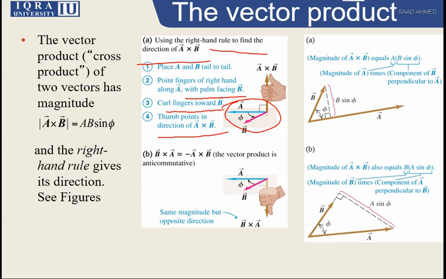These are simple four steps. B cross A equals minus A cross B. The vector product is anti-commutative. See here, the direction becomes opposite.